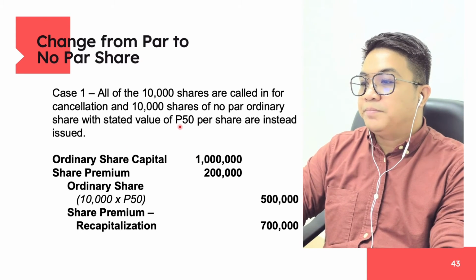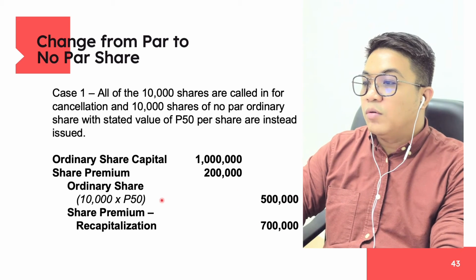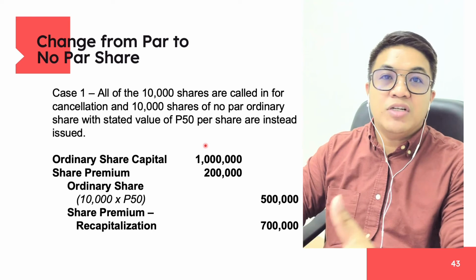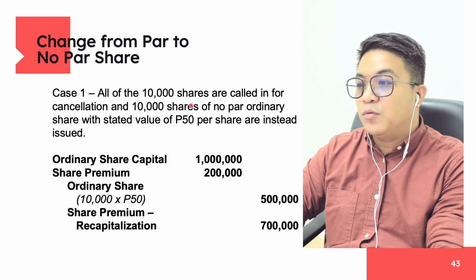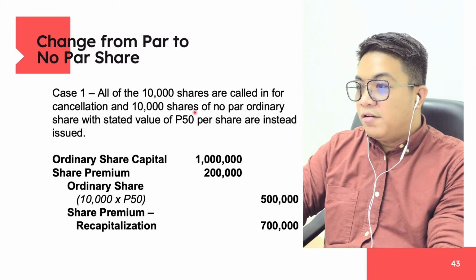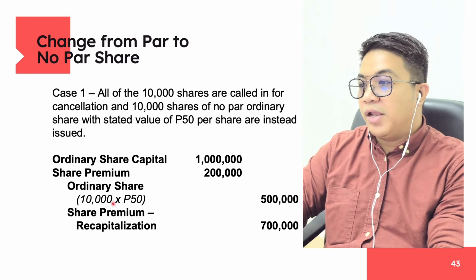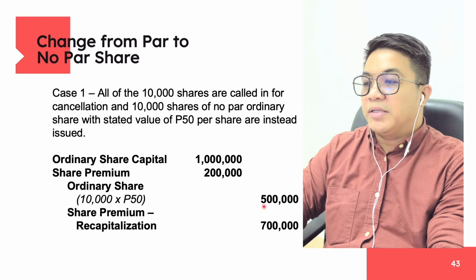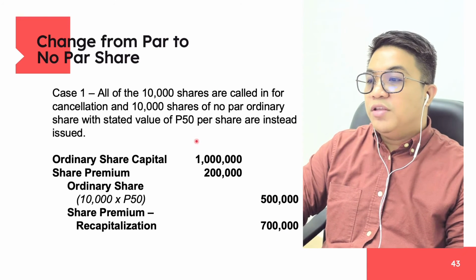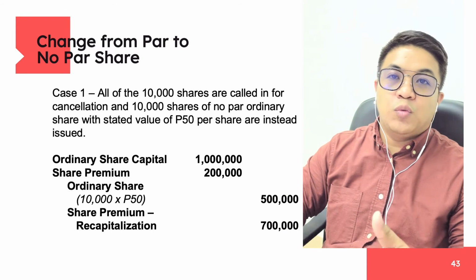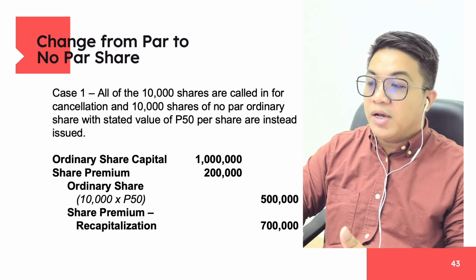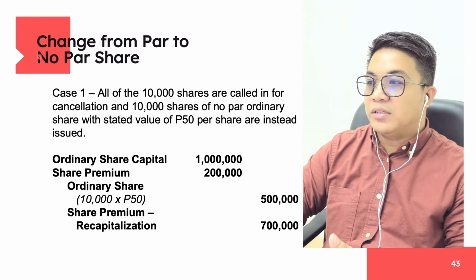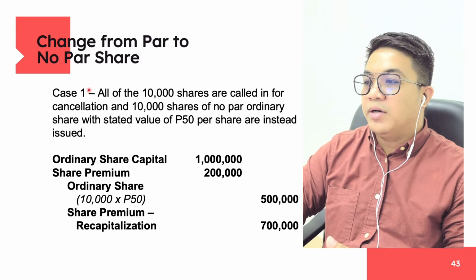What will happen? We will change from par to no par, but it has a stated value of 50 pesos. Then we will use this stated value of 50 pesos. Times the 10,000, you will get 500,000 pesos. So, the difference, 700,000, will go to share premium dash recapitalization. So that's change from par to no par, case number 1.